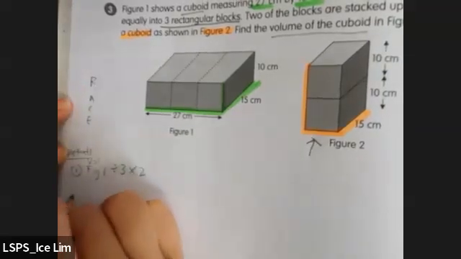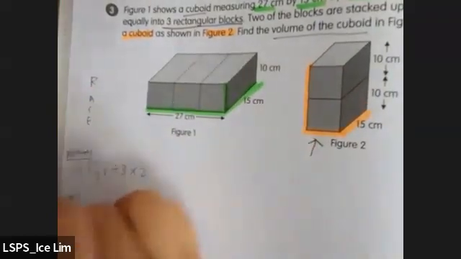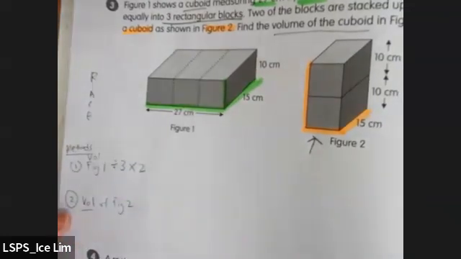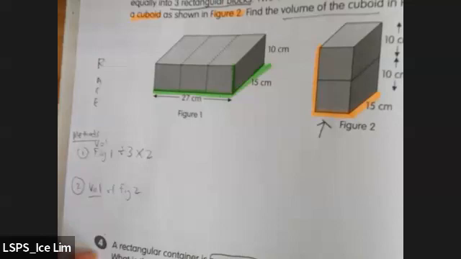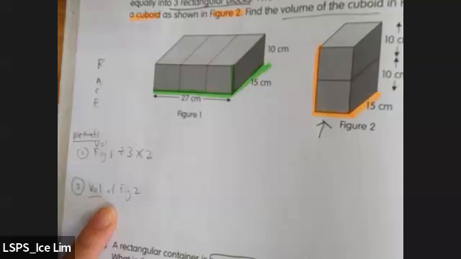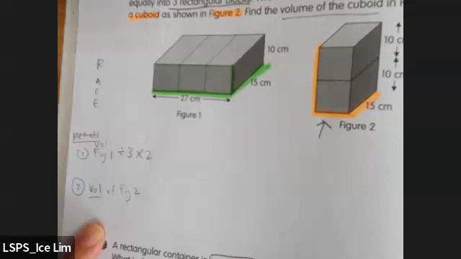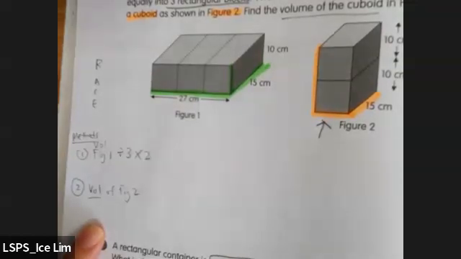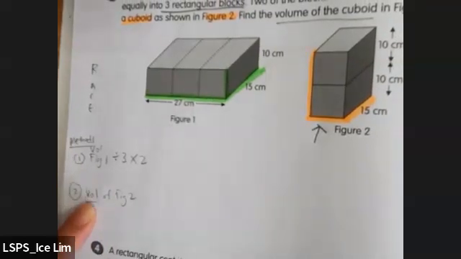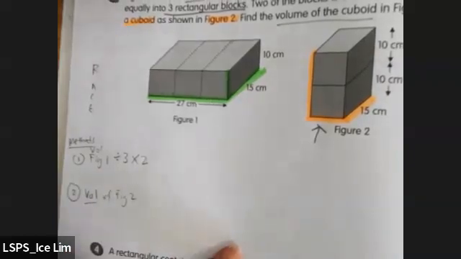Okay, so method number 2. Method number 2 is I just go straight to the volume of figure 2. Now, looking at these 2 methods, which one do you think you can understand? Who can understand number 1? Okay, who can understand number 2? Who can understand both? All right, okay. Now, during the exam time, you need to choose which one you can think and understand better. Then you choose the method.